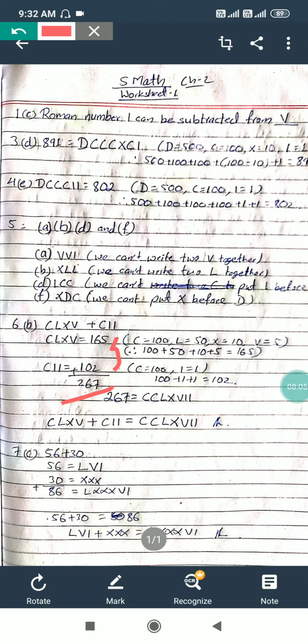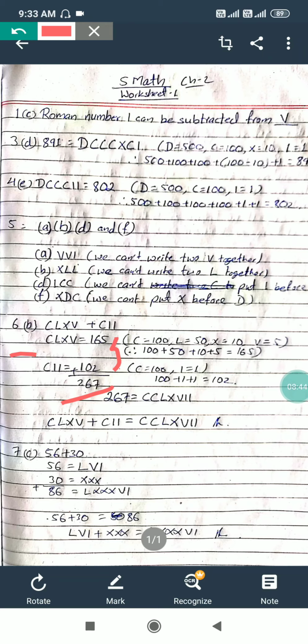Now we will move to question number 7. Question number 7 is asking, solve the following and write the answers using the Roman numerals. The numbers are given in Hindu-Arabic numbers and we have to solve them, and after solving we have to write the answer in Roman numerals. I have done an extra one here for you so that you will be able to understand number 6 also and number 7.